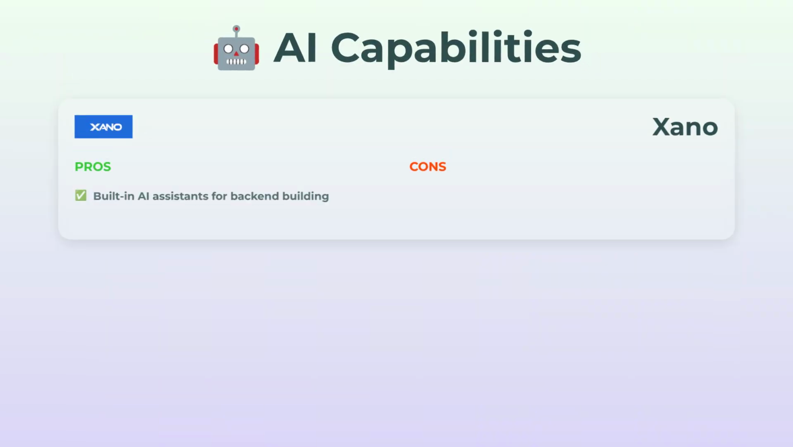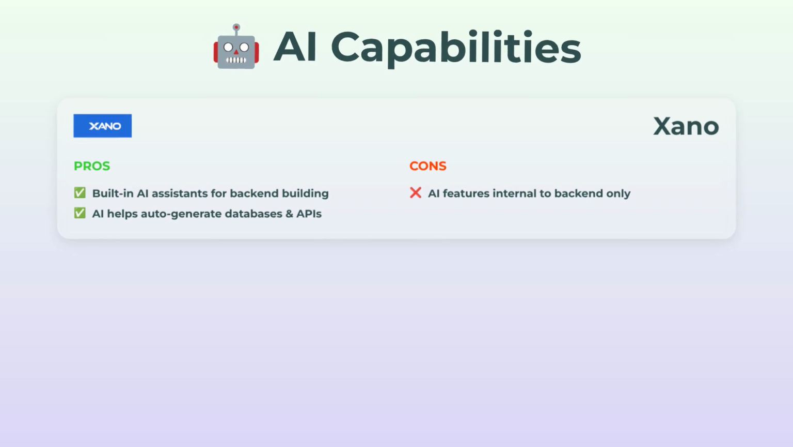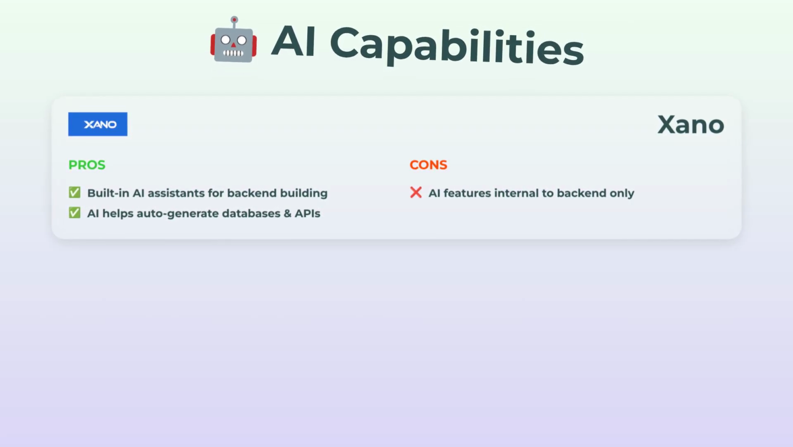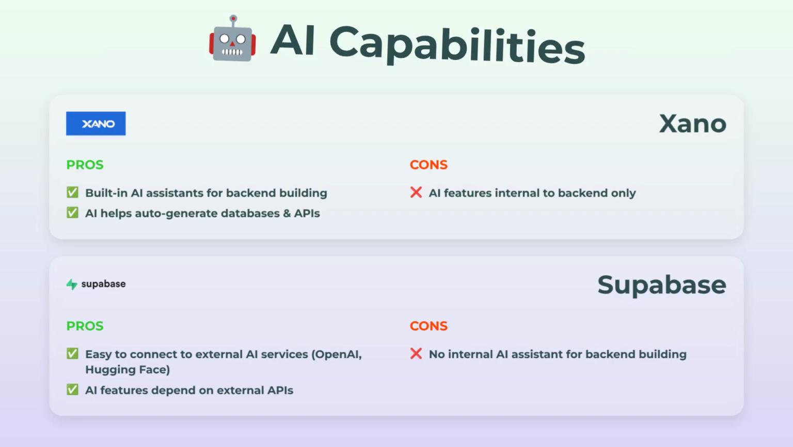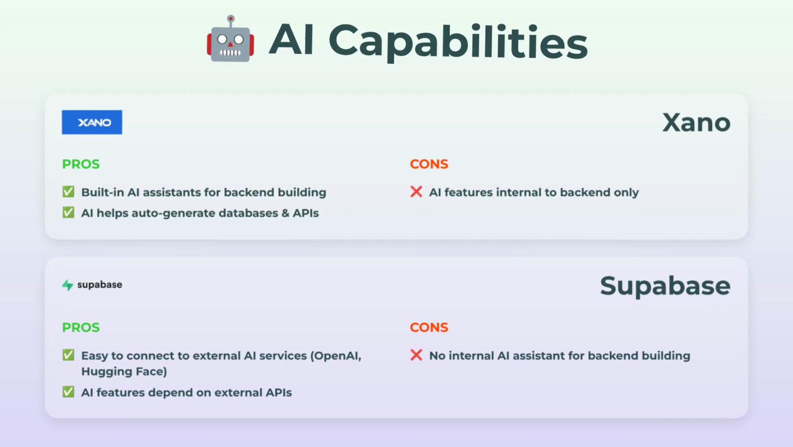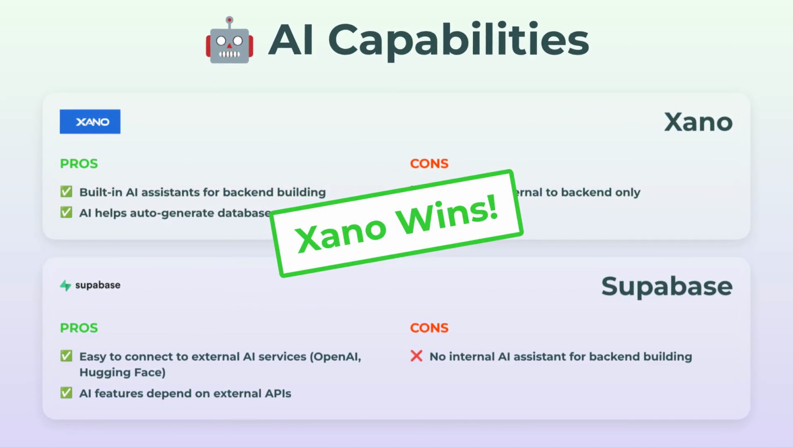Oh, and here's something cool. AI capabilities. Xano has these slick built-in AI assistants. They can literally help you design your backend and even build your database and APIs, kind of like magic. But it's only for backend stuff, not giving your whole app an AI brain. Supabase swings the other way. No fancy internal AI helper, but you can plug it easily into OpenAI or Hugging Face. So you're not limited if you've got the outside tech. But honestly, that internal AI builder is kind of a game changer. Winner? Gotta hand it to Xano.